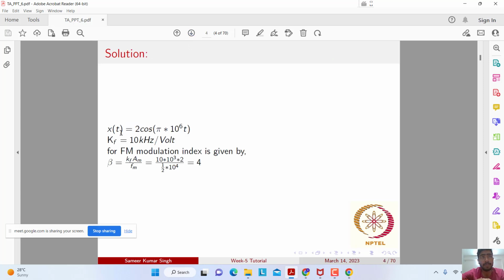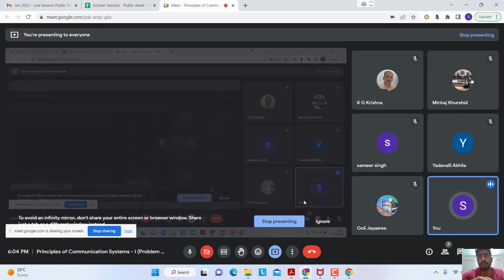Okay, so basically we have a message signal that is 2 cos(π × 10^6 t), and kf is given 10 kilohertz per volt. Generally to calculate the modulation index in FM we use the formula kf Am upon fm. kf is 10, Am is 2. The 10 came in 10 kilohertz, and fm we can calculate from there. So we will compare with 2πf. From there we will get 1 by 2 into 10 to power 4. After solving you will get answer 4. Is this clear? Question number 1 is clear.